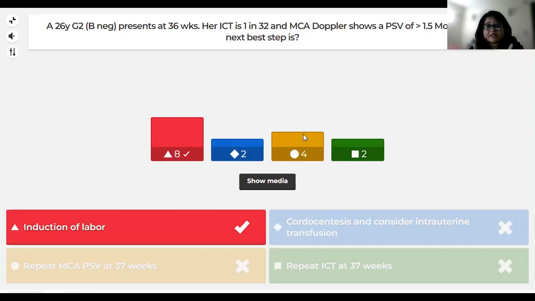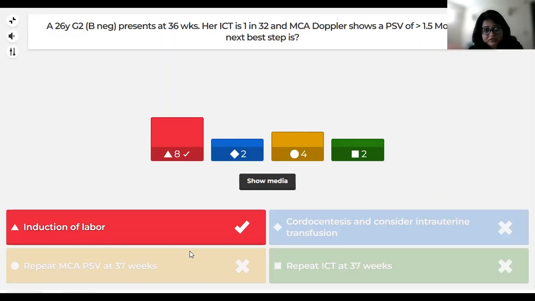So you have a complicated pregnancy. ICT is positive. MCA Doppler PSV more than 1.5 MoM means there is redistribution of blood. There is fetal anemia. She's crossed 34 weeks, so there is no point waiting. But the same scenario was given at 32 weeks. Then yes, taking out a 32-week baby compared to a 36-week baby, there's a lot of difference. That's why at 32 weeks you would want to give cordocentesis, give her baby some more time till she crosses 34 weeks, give her corticosteroids and then deliver her. Okay, so I hope that's clear.